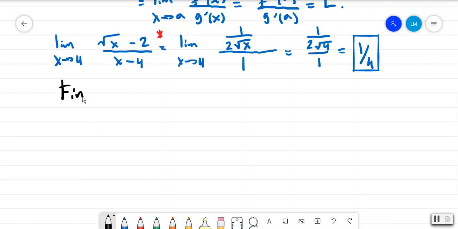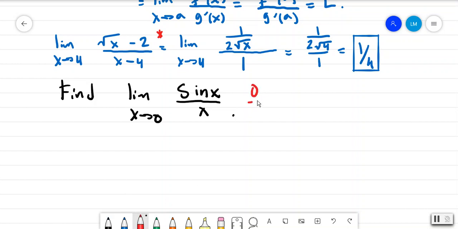So let's say that we want to find the limit as x approaches 0 for sine of x divided by x. Well, this is also a classic problem because if I plug in 0, I get 0 over 0, which means that it is in an indeterminate form. So what that means is that we can just go ahead and take the derivative on top and bottom.